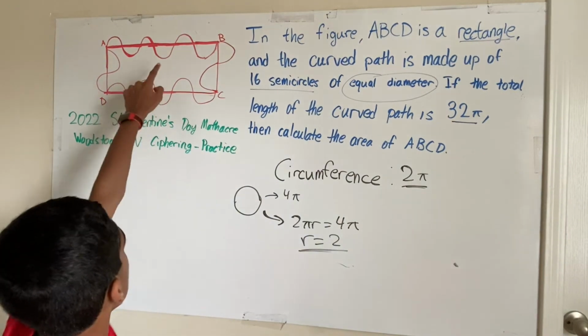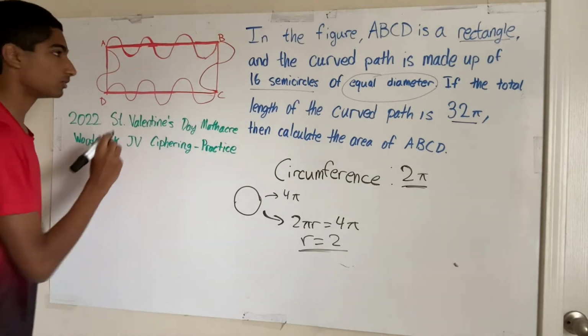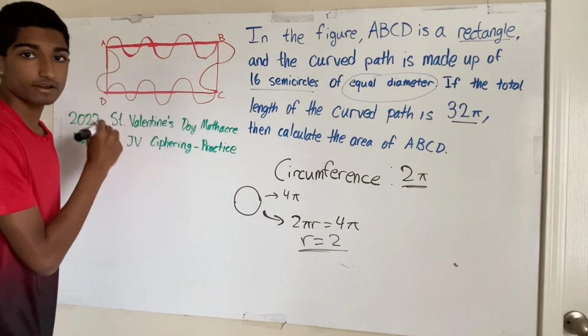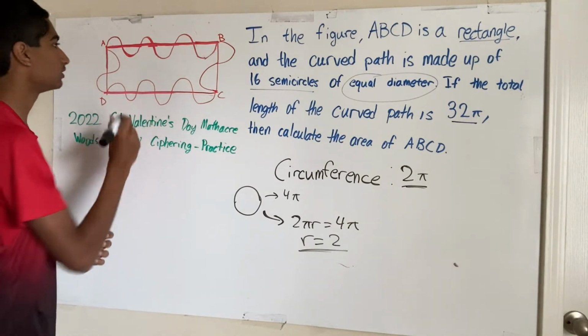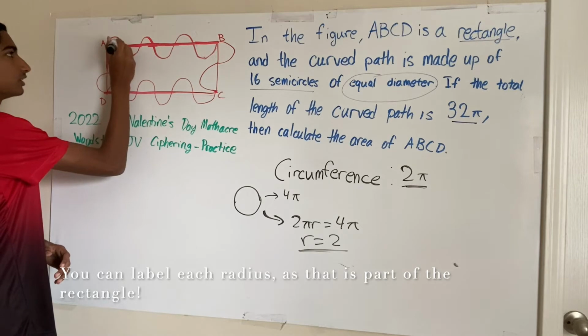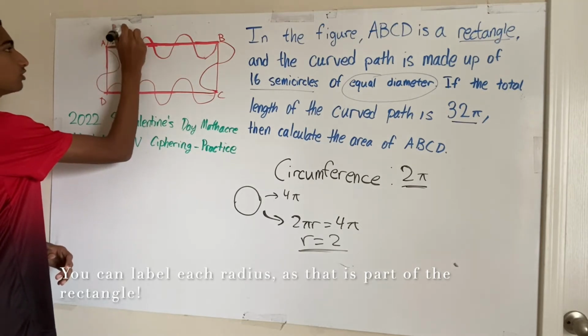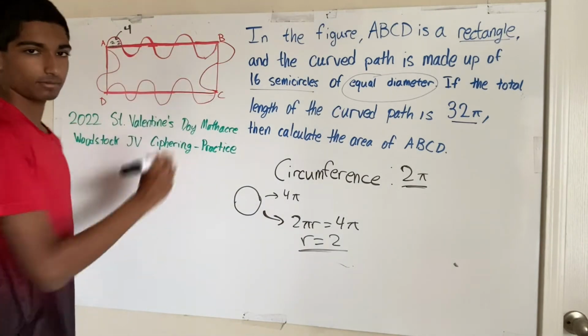Now, we have this path. So what I would do is label each radius as 2 and go from there to find the area of the rectangle. So that's 2, that's another 2. So the total diameter is 4. So let's just label each diameter as 4 as we go.